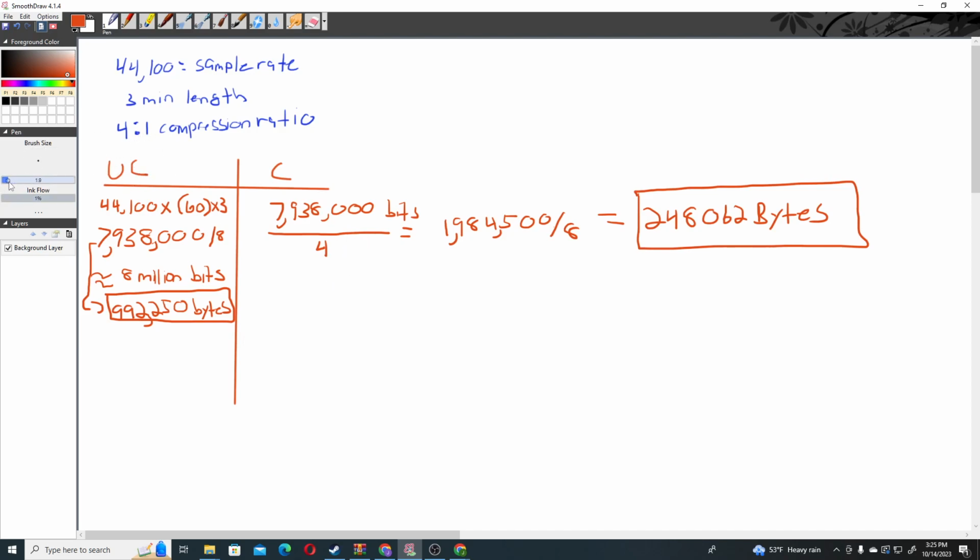Hold on a second. Right, the compression rate's 4 to 1. And we notice that we cut it down by 25%, right? So if we were to multiply 992,250 by 0.75, it's actually a little bit more.